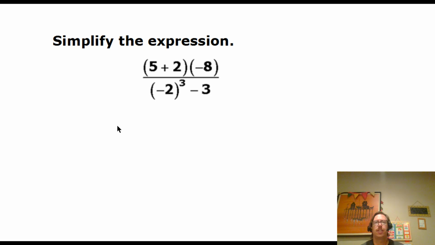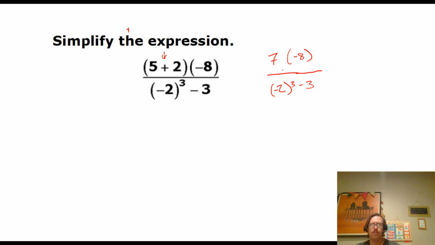All right, simplify the expression. Here you've got a lot to do. So, where should we start? Well, parentheses first, right? So here I've got 5 plus 2. I'm going to solve that first, and I'm going to get 7 there. I'm going to recopy everything else. That's the safest thing to do with these problems. Negative 2 to the third minus 3. Okay. So what do I do next?